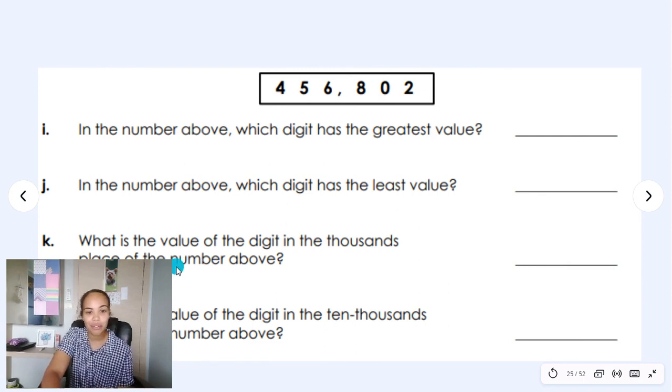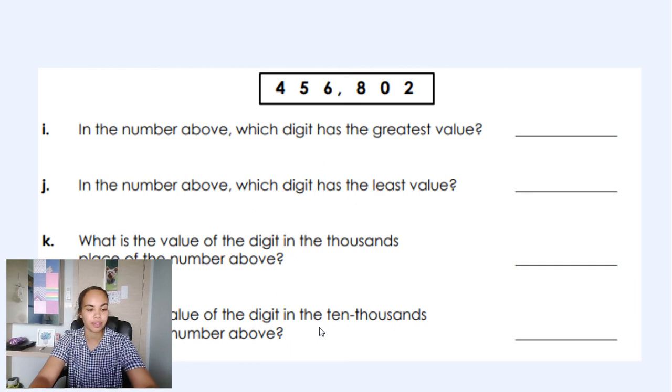Okay. What is the value of the digit in the thousands place? What is the value of the digit in the thousands place of the above number? In the thousand, where's the thousand? Where? And what digit is it? What is the value? Okay. What is the value of the digit in the 10,000s place? Okay, so those two, you just write those answers out.